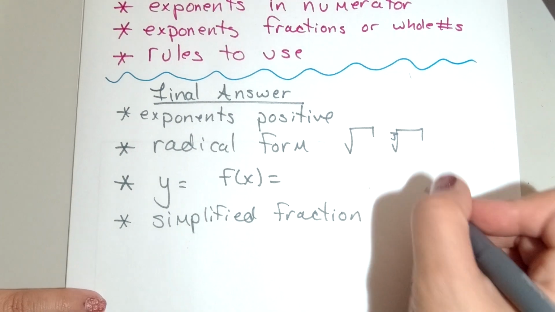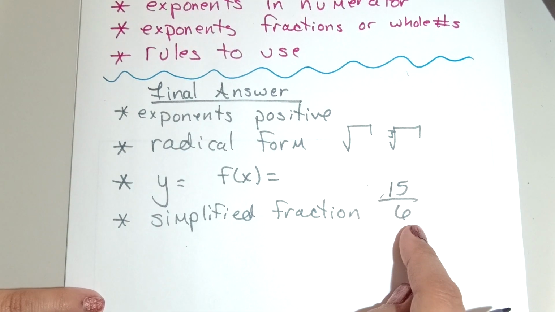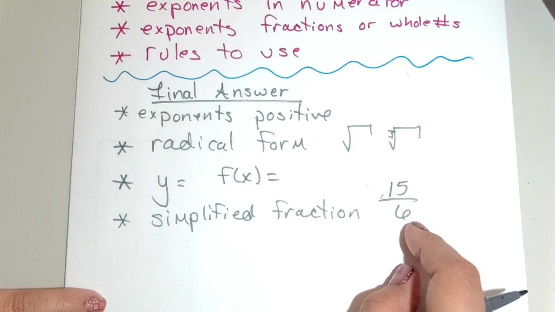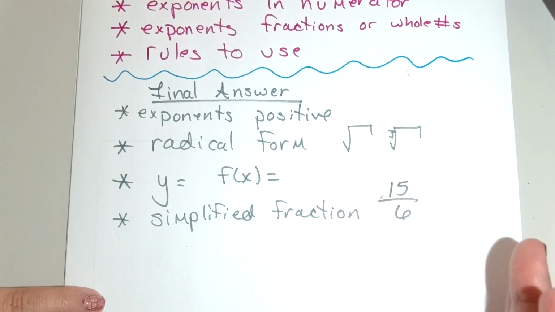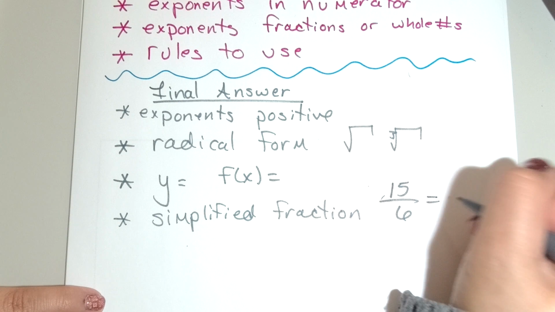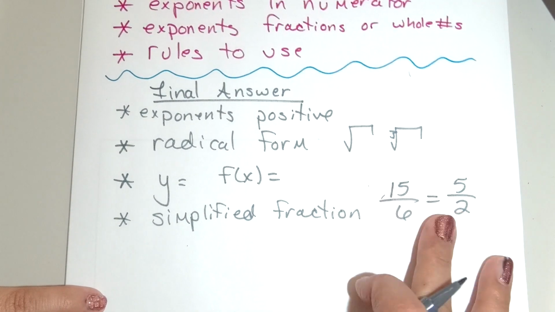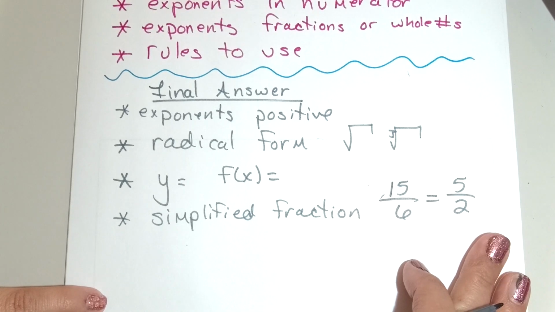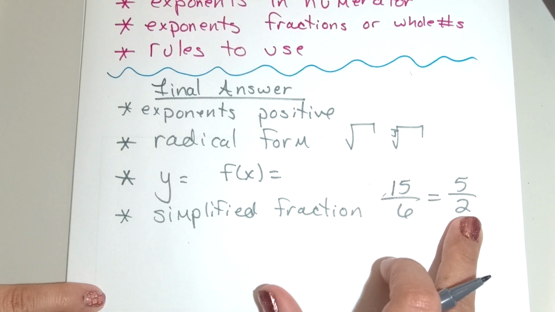Some of you forgot to simplify the fraction 15 over 6. Yes, that does not reduce to a whole number, but it does reduce. Some of you did put 2.5 or whatever the decimal is. I don't want decimals right now. We need reduced fractions. So this is 5 over 2. Okay? You need a reduced fraction, not 15 over 6. Make sure you're simplifying the fraction.